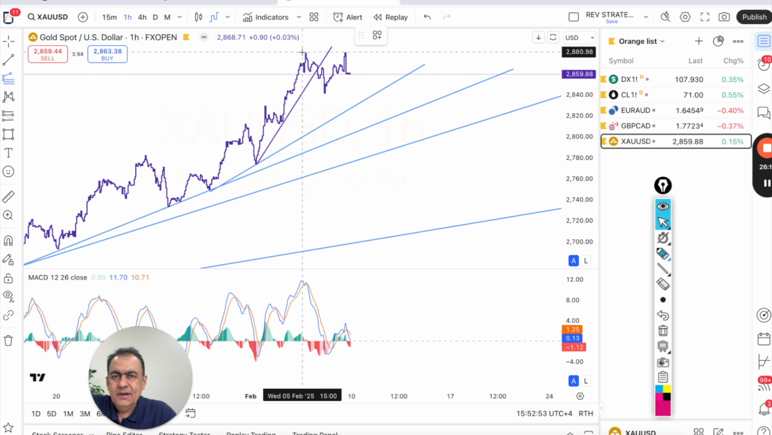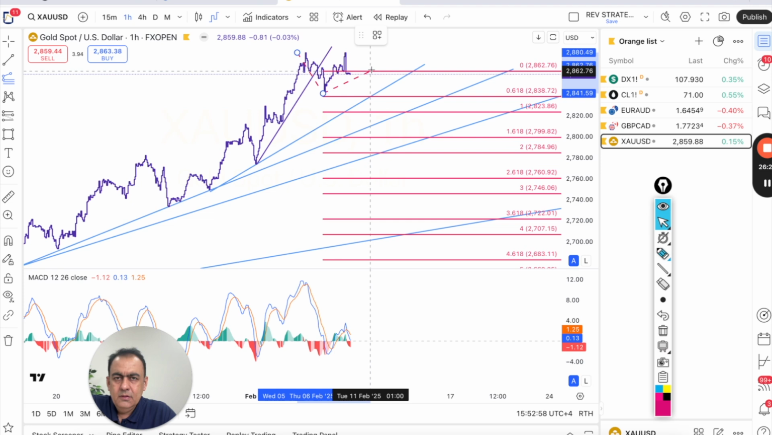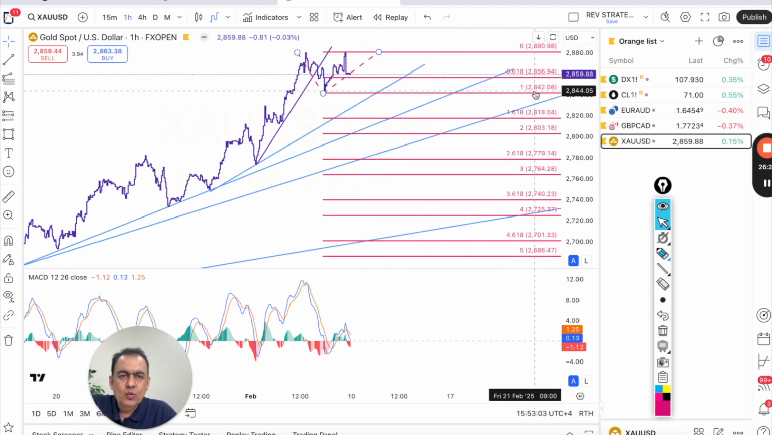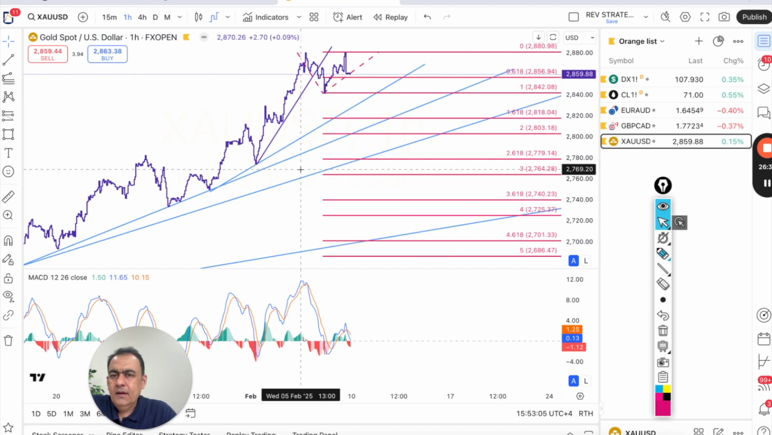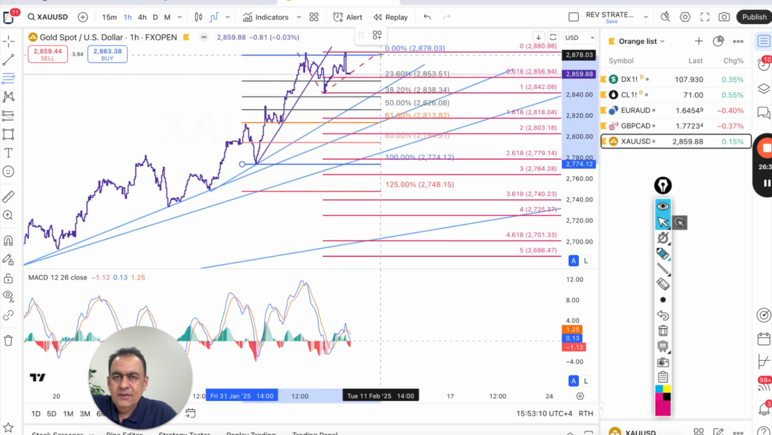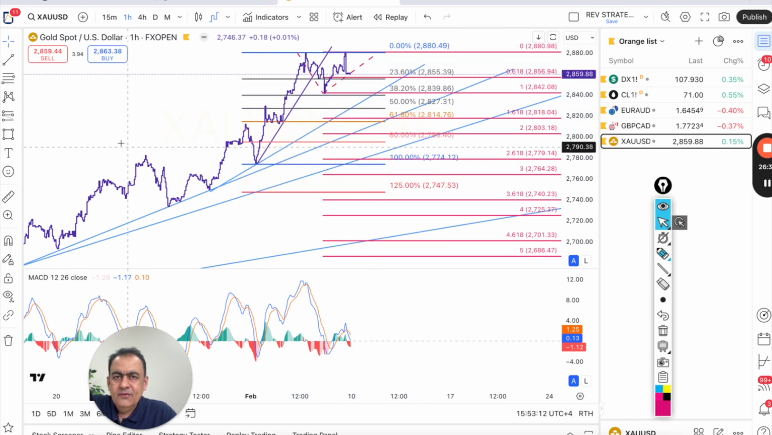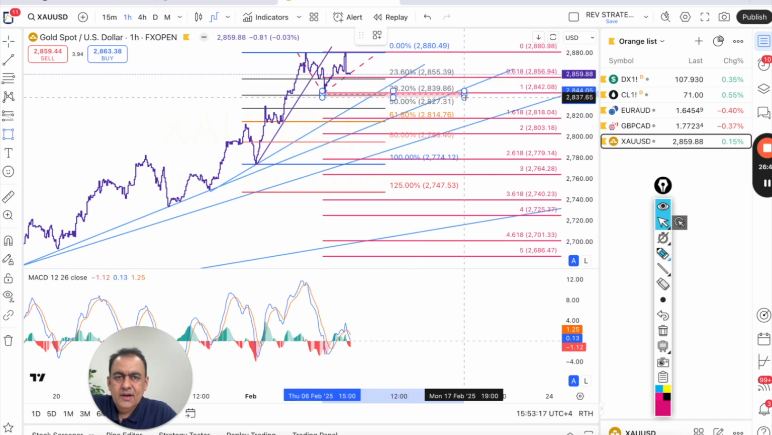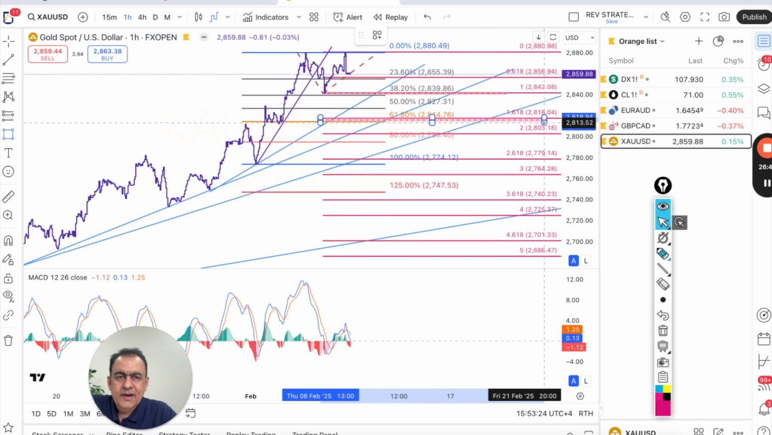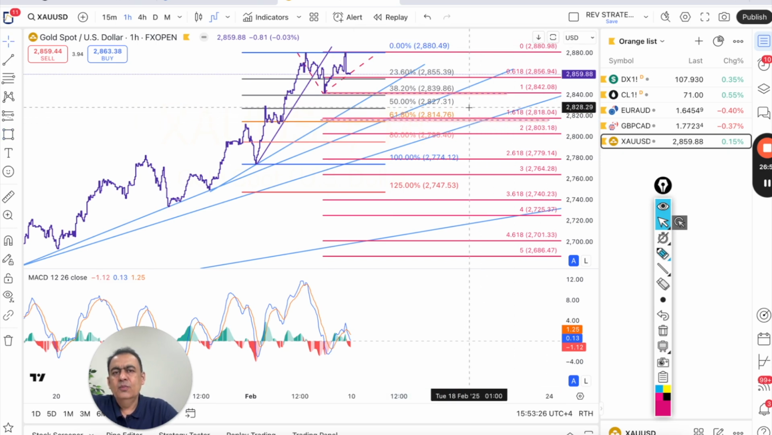So let's apply Fib extension in the downward direction. And if it goes to 100%, then 2842 is the level to look for. I can use Fib retracement on this as well. So we have a very strong magnet around 2842 or 2840, followed by 2818. So these are the two potential targets.